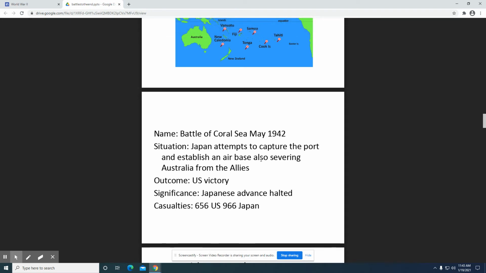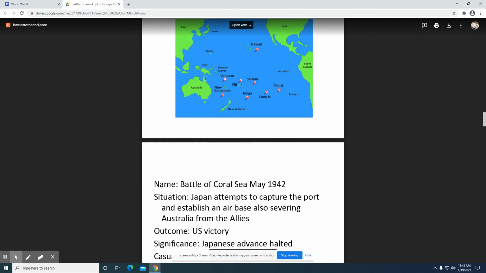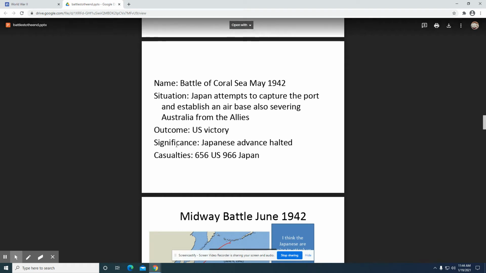So here we have the first item up, which is the Battle of Coral Sea. Japan is attempting to capture a port and establish an air base serving Australia from the Allies, severing Australia from the Allies. So we want to take note of this one here. We're primarily looking at Australia. They're trying to control this particular area right there, and it involves an air base. So that right there is key.